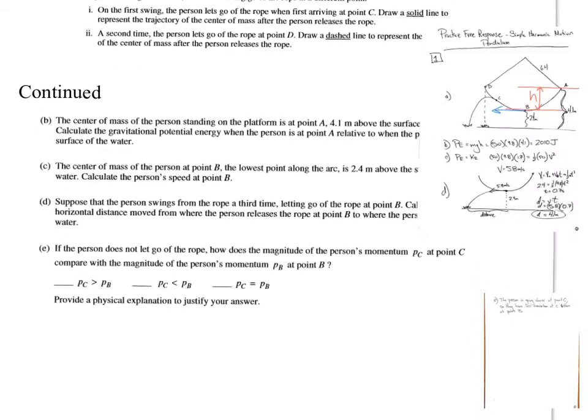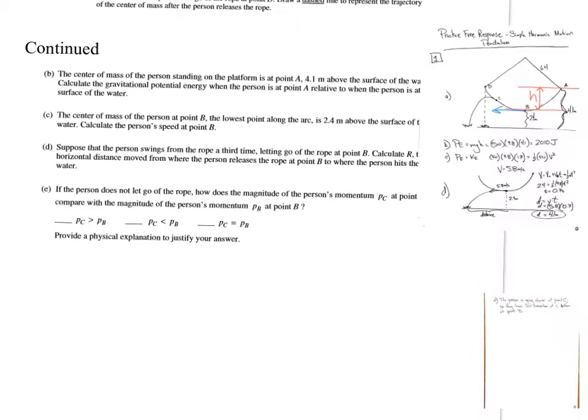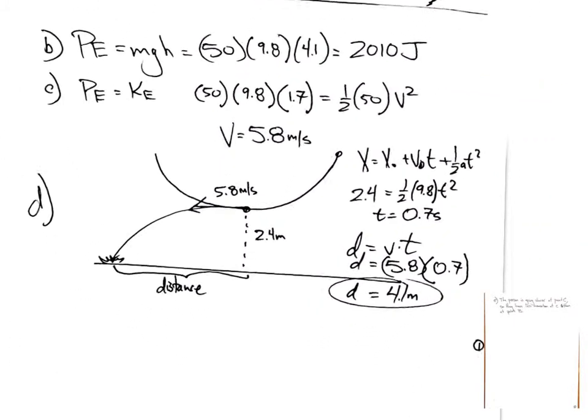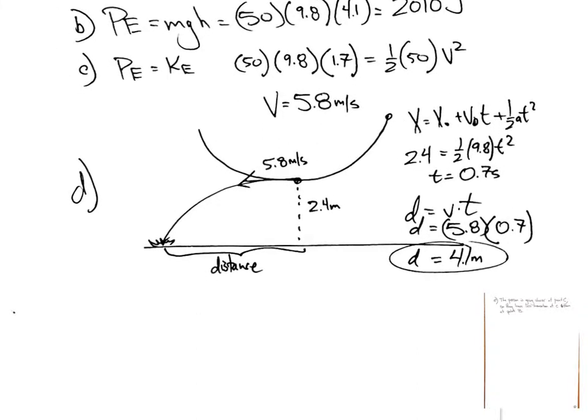Question D. Suppose that the person swings from the rope a third time, letting go at point B. Calculate R, the horizontal distance they go before they hit the water. So it looks something like this. This is going back to projectile motion. Something has a height of 2.4 meters above this. It's launched horizontally with a speed of 5.8 meters per second. How far does it go?